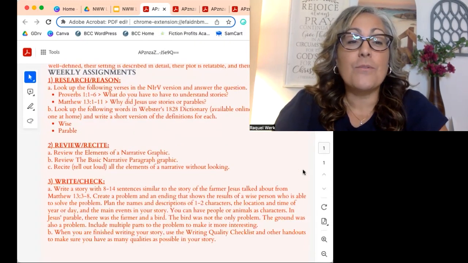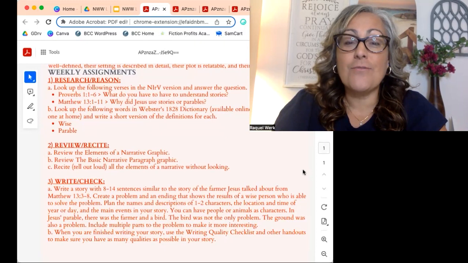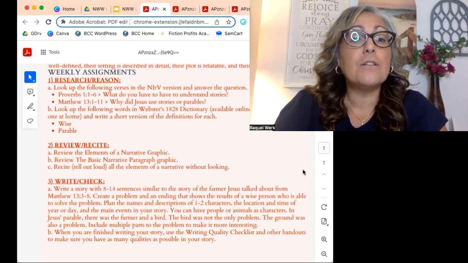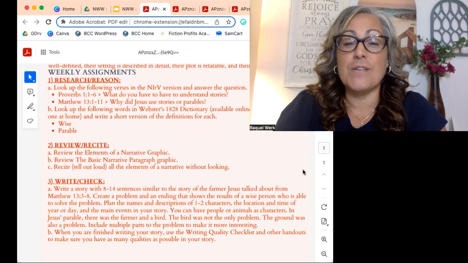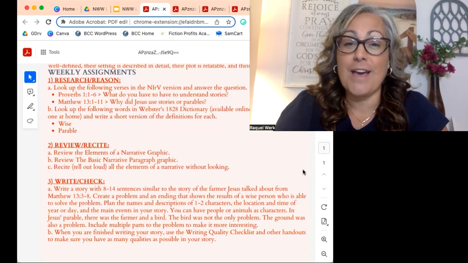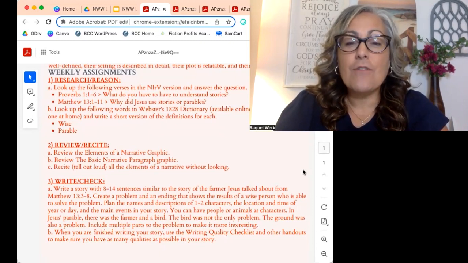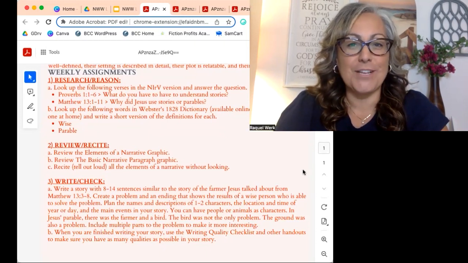Let's start off with the research and reason part of our assignment. You're going to look up the Bible verses that I have written here in the NIRV version of the Bible, and you can always search that online if you don't have an NIRV. The NIRV is the New International Reader's Version. So it's a child's version that's easy to read, and I hope you enjoy that particular version of the Bible.